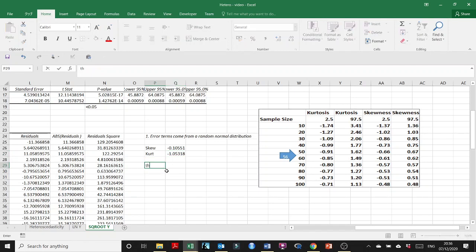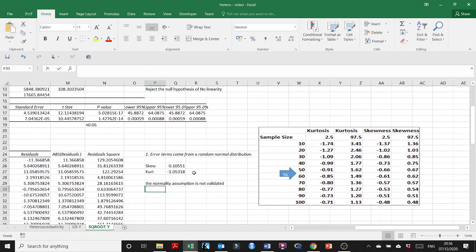So the normality assumption is not validated. We have a reason to doubt the normality assumption of the error term.